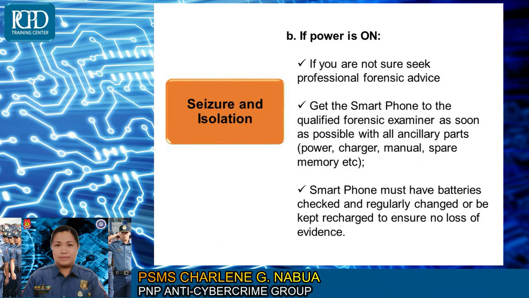Next is another rule, if power is on. If you are not sure, seek professional forensic advice. Get the smartphone to the qualified forensic examiner as soon as possible with all ancillary parts such as power, charger, manual, spare memory, and etc. A smartphone must have batteries checked and regularly changed, or be kept recharged to ensure no loss of evidence.